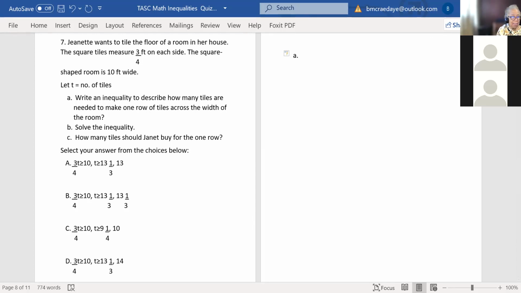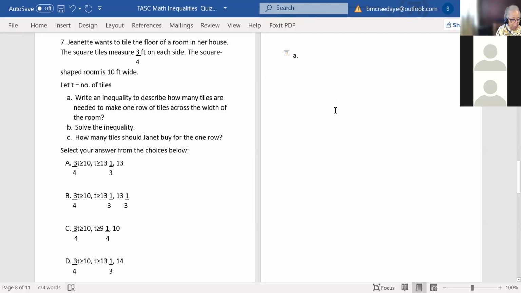Barbara, write an inequality to describe how many towels are needed to make one row of towels across the width of the room. Tell me how you got that. Yes, Miss Barbara, I'm back. How did you get the inequality to describe how many towels are needed to make one row of towels across the width of the room?